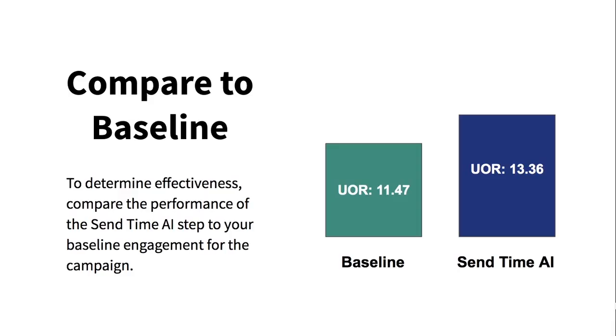Whenever you run a SendTime AI step, you should know the baseline engagement rate. Otherwise, you have no idea how the optimization improved your engagement. Send a simple email version of this campaign to the same segment first to get your baseline. Or if you've already sent several simple emails to the same segment in the past, run an Eloqua Insights report to calculate the average engagement of those campaigns.